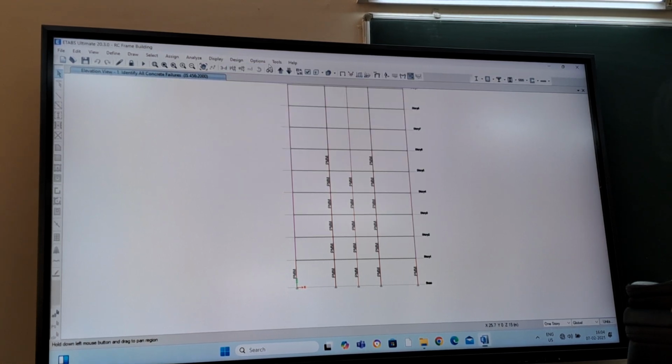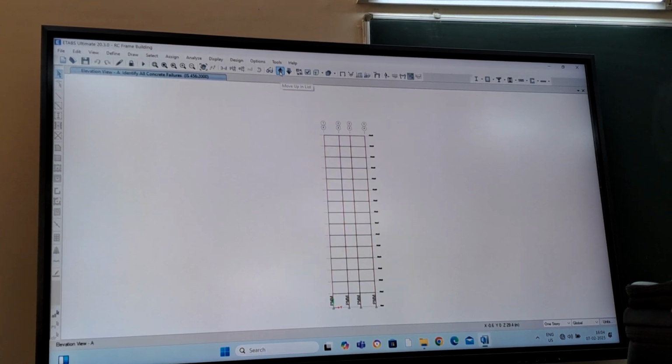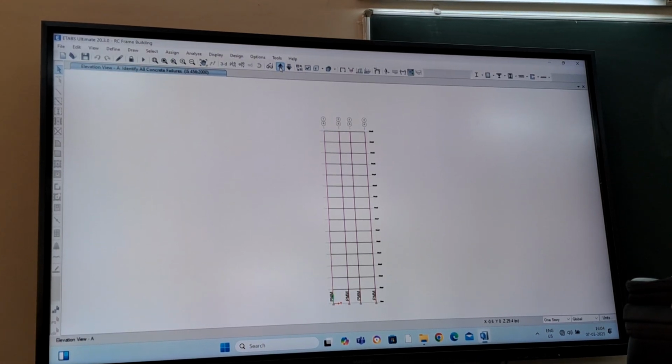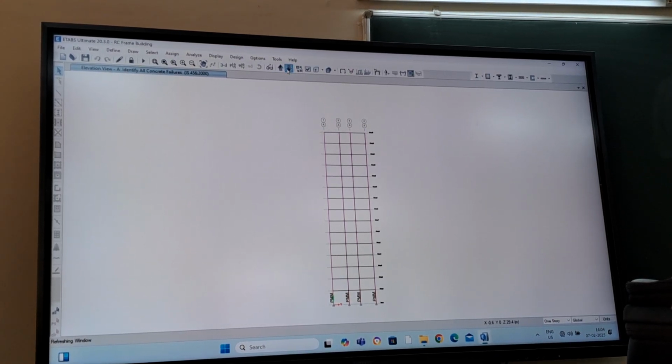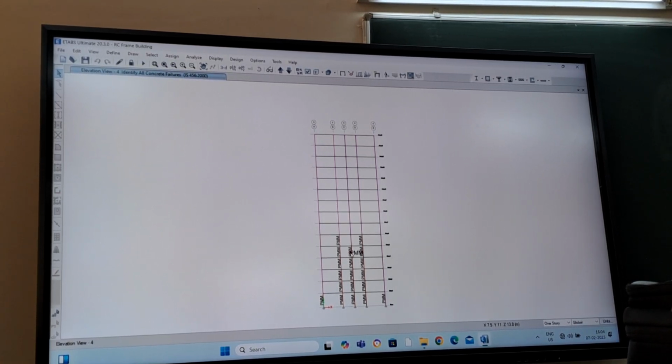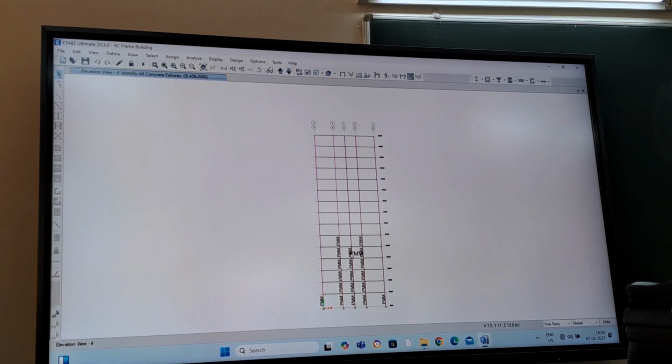Then let's see whether any other failures are there or not. All members are failing in PMM. It means we have to increase the sizes on the bottom stories. Whatever 5 or 6 stories have failure, the correct way is to go to each of these members and increase the size, rather than increasing the sizes for the entire structure. That would be very uneconomical.